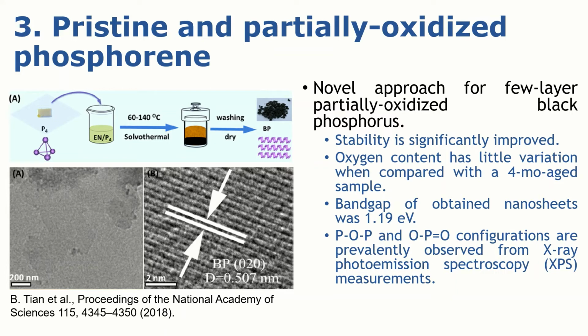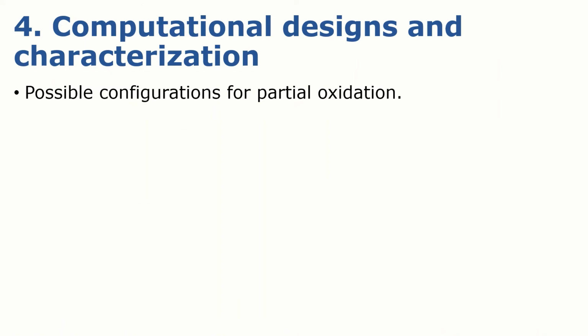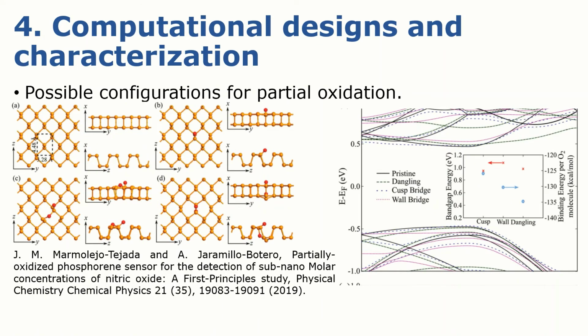HPS measurements showed that POP and OPO configurations are prevalent, so we started looking at possible morphologies for trying to model this material. We started from pristine phosphorene and used density functional theory calculations for geometry optimization and estimation of electron transport properties. In this approach, we used the generalized gradient approximation or GGA, which underestimates the bandgap of semiconductor materials, as observed in the figure to the right.